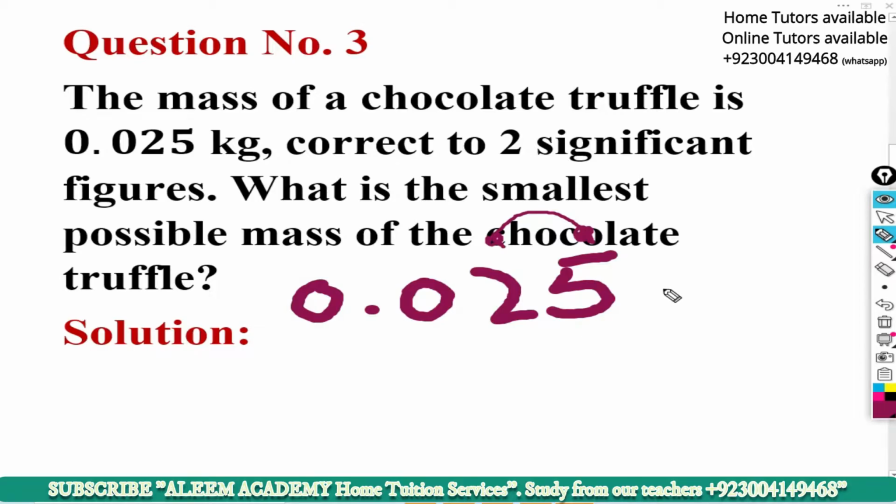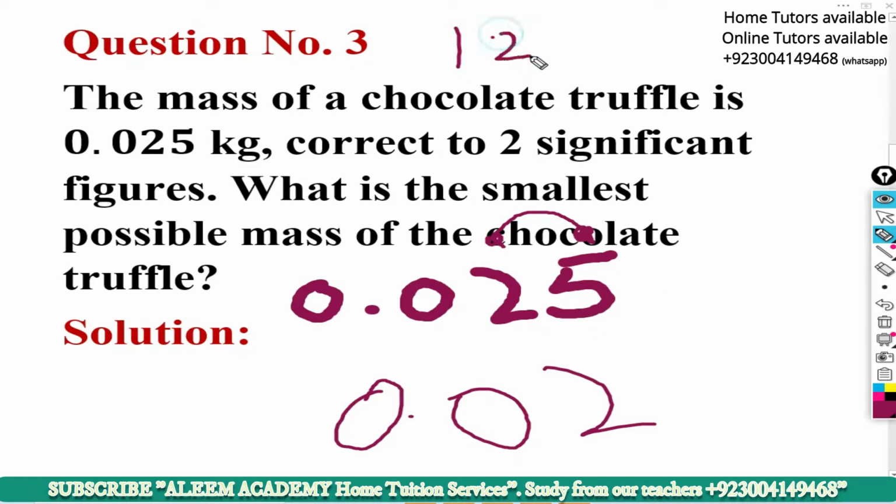There may be the number 1 after that, but we have to write the smallest possible answer. So what can be the smallest possible answer? Let's suppose we have 0.02, and in place of 5 can we write 1, 2, 3 or 4? What number can we write?